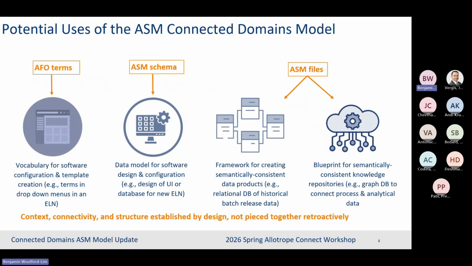What are the potential uses of a connected domains model? Well, the AFO terms themselves are going to be useful, right? Vocabulary for software configuration. The ASM schemas themselves could be data models for software design. The ASM files could be the framework for creating semantically consistent data products, and they can be a blueprint for semantically consistent knowledge. And the idea here, as we've heard many times in the last two days, is that the context and the connectivity is done early by design, and you're not trying to piece it all together at the end, where it's much more costly and more likely to be error-prone.